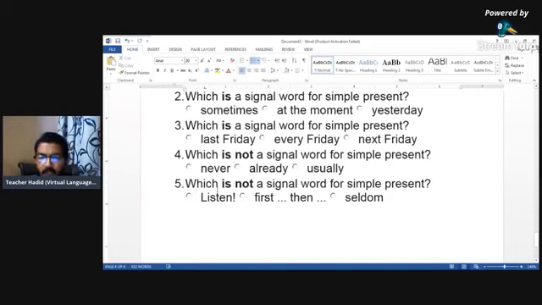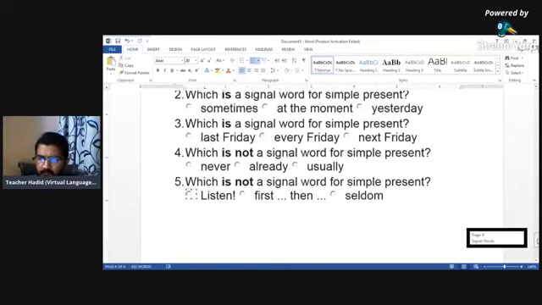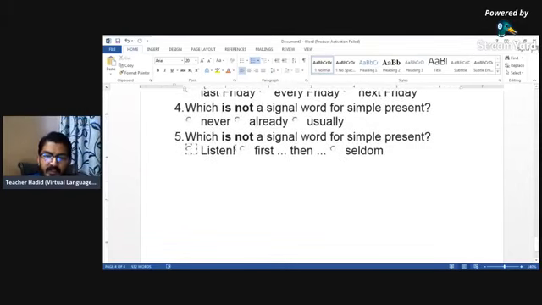Moving on, the last one, which is not a single word for present simple. Listen first and then seldom, which is not a single word for present simple sentence? Seldom means sometimes. First and then, you can also use it in present simple sentence. From these three words, tell me which word we cannot use in present simple sentence. Obviously, listen. Listen is for imperative sentence, like you are giving an order to someone. Hey, listen, you see this exclamation mark? It's an order. Listen, listen to me. It's that kind of listen.